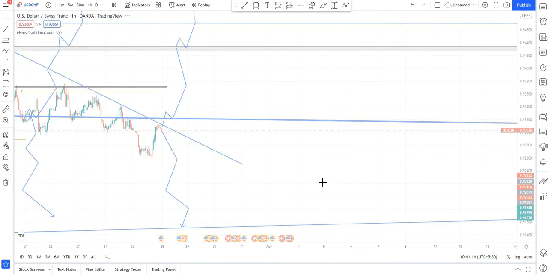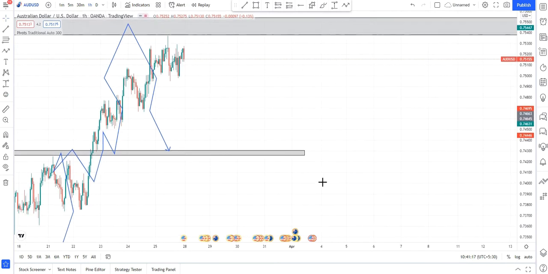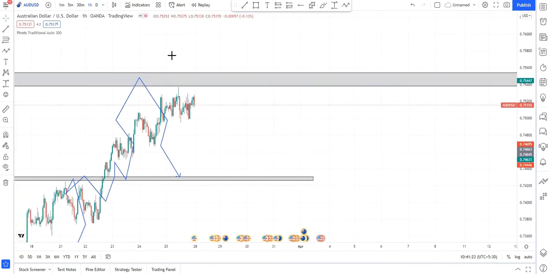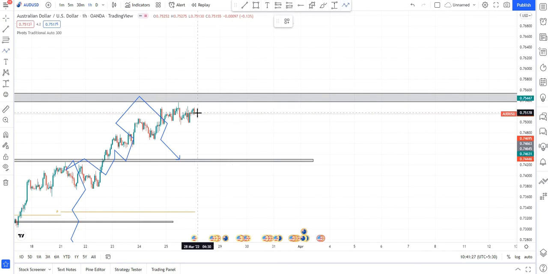Next we can see AUD versus US dollar. You can see that I have told you this will be a major resistance area acting. So what we have to see is whether it will break upside momentum.